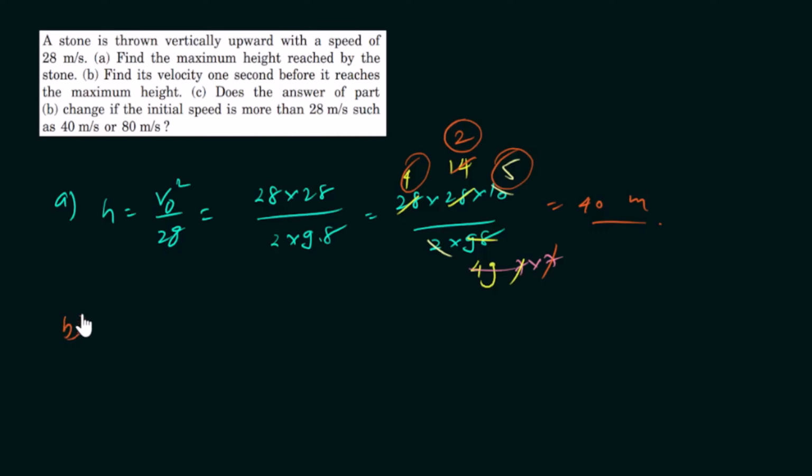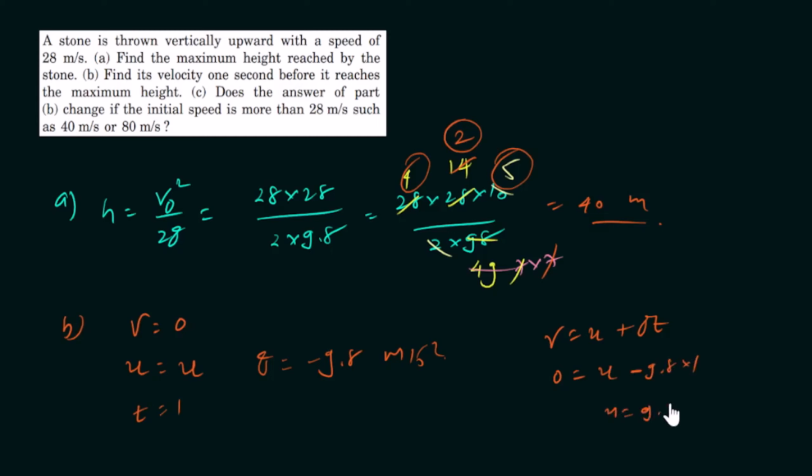And the second part is the velocity 1 second before it reaches the maximum height. At the maximum height the velocity is 0. We have to find the velocity 1 second before, so suppose time t is 1 and g is taken to be minus 9.8 meter per second square. Now let us apply v equals u plus gt. v is 0, u is u, and this is minus 9.8 into 1, so u is 9.8 meter per second. So the velocity 1 second before reaching the maximum height will be 9.8 meter per second, whatever the initial velocity is. This is going to be constant.